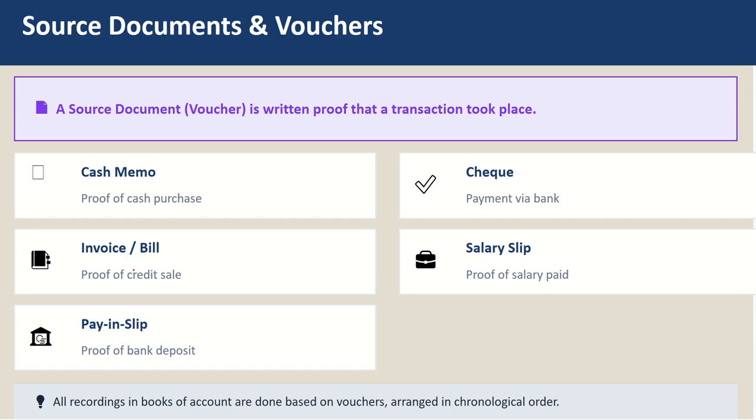Then comes the pay-in slip. When we make a bank deposit, the pay-in slip will be the proof for it, the voucher that will acknowledge such a deposit. And when you make payment via check or via bank, the check is the voucher underneath it. Then salary slip is the proof for salary paid. All these are different forms of vouchers involved in the day-to-day transactions of the business. So based on these vouchers, the accounting entries will be made in the books of accounts.